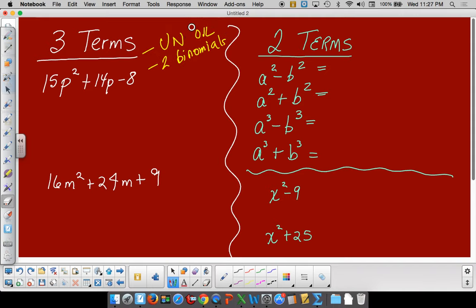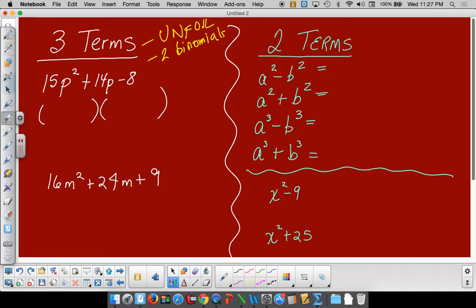Unfoiling is really great, but of course it's giving me trouble here. All right, so 3 terms. Once again, first check, is there a common factor here of these 3 terms? 15, 14, and 8? Nah. So we are just simply going to unfoil it in 2 binomials. And if you recall, this is just a matter of trial and error. You've got to play with it.